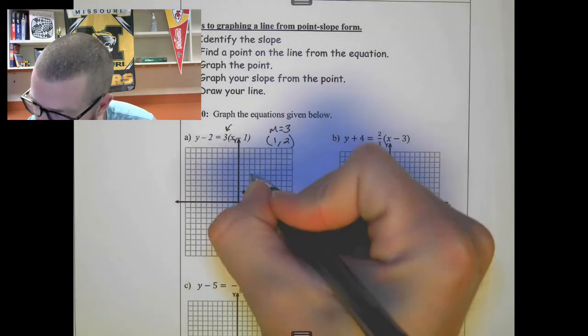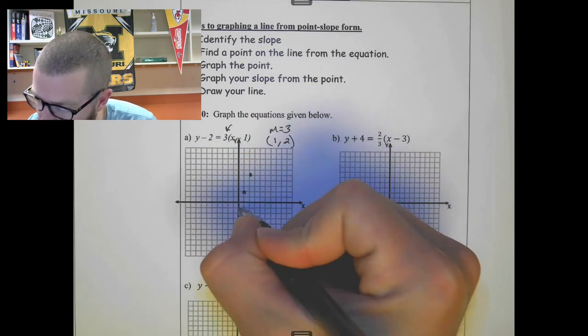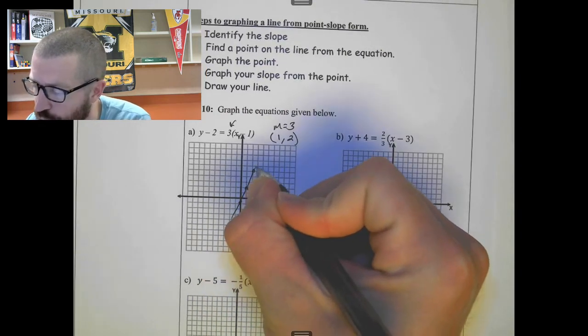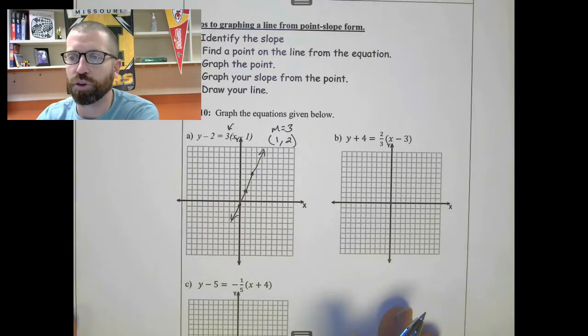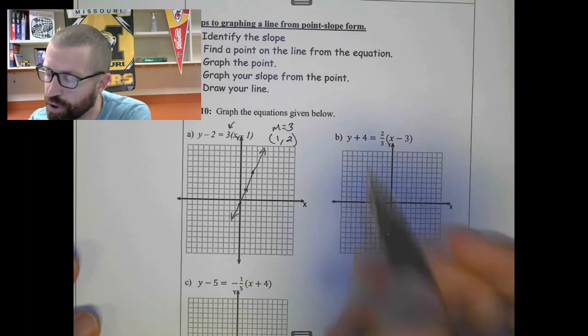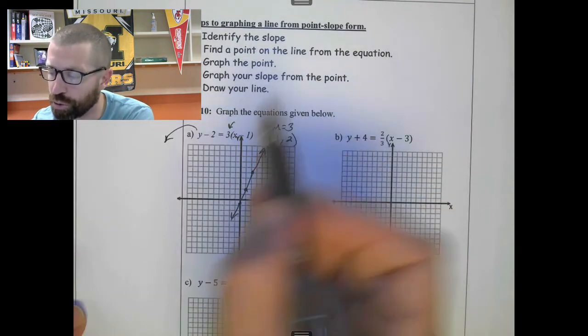All right, let's go the other way. Let's go 1, 2, 3 over 1, because that'll help illustrate the next point. But you really only need 2 points. My line is not very straight, but hopefully yours is straighter than that. But you get the idea. There's the line.